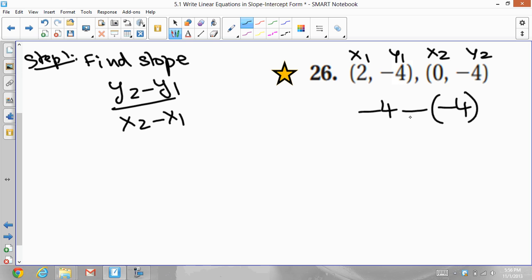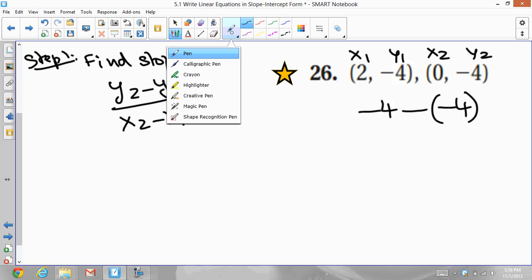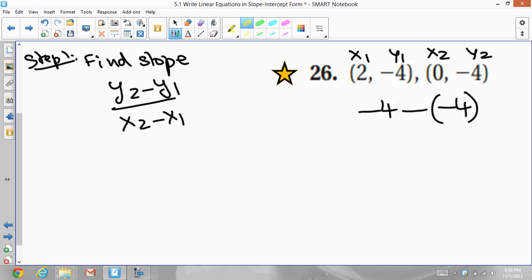Now watch this one. This is a step where most of the students make a mistake. Negative 4 is here and the minus sign comes from the formula. That minus sign is what gets the question wrong for many students. And y1 is a negative 4, which I am putting inside a parenthesis, divided by x2, which is 0, minus x1, which is 2. If it is a positive number, you are completely fine. But if it is a negative number, please make sure that you put it inside a parenthesis.